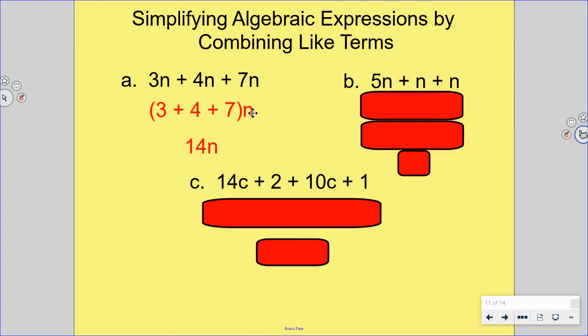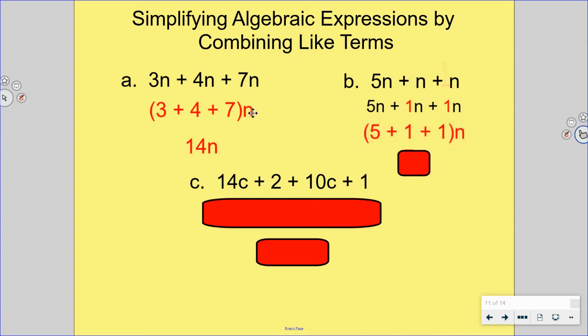Example B, 5 n's plus 1 n plus 1 n. Now, I am totally a 1 kind of dude. I like to write in the ones. You don't need to, though. So 5n plus 1n plus 1n, well, go ahead. Oh, look at there. I put it right down below. 5 plus 1 is, yep, 7, but not just 7, 7 envelopes of money. We still don't know how much money that is, but at least we have simplified.